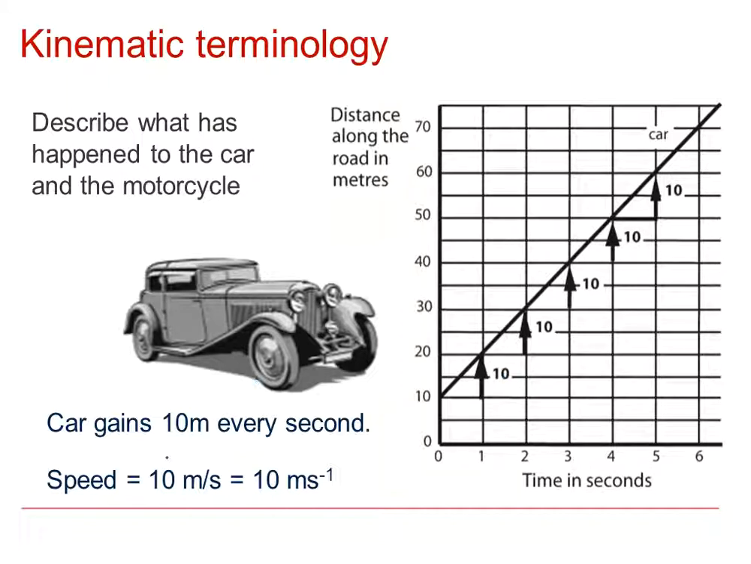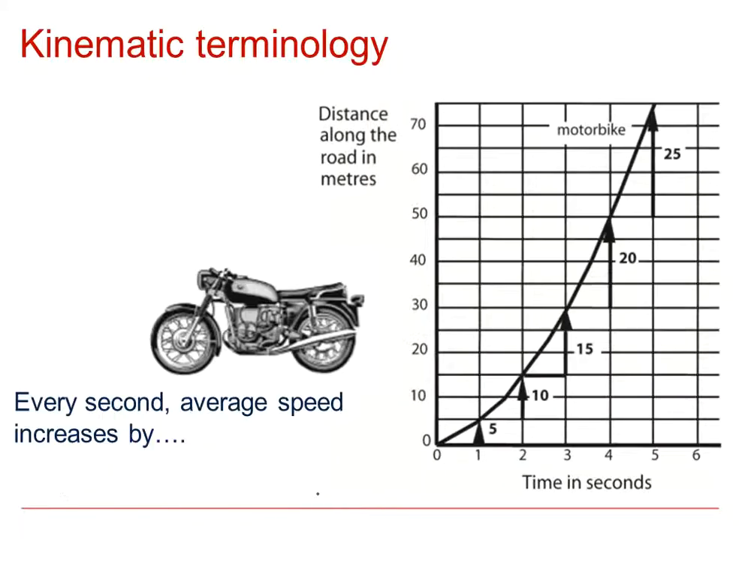Notice the notation. It can be written as metres per second in that form, or using laws of indices we can write it as metre second to the -1. However, if we look at the motorcycle now, in the first second it gained 5 metres. In the next second it gained 10 metres. In the next second it gained 15 metres, etc.